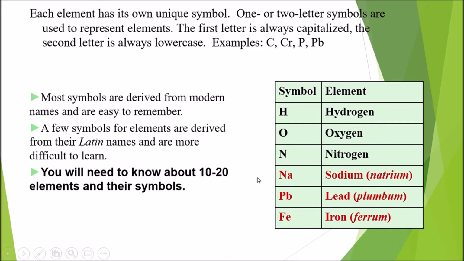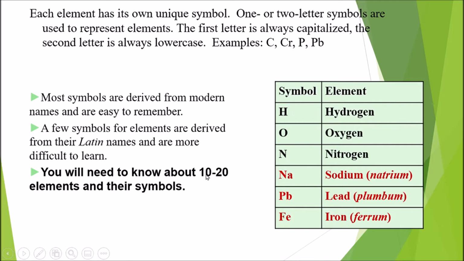Some elements have been around so long that we symbolize them through use of their old Latin names. Sodium we've known about for quite a long time, and in Latin, it was referred to as natrium. So we use the first two letters, but most symbols are based on their current names or some kind of system like that. So it becomes pretty easy to learn the names with their symbols.